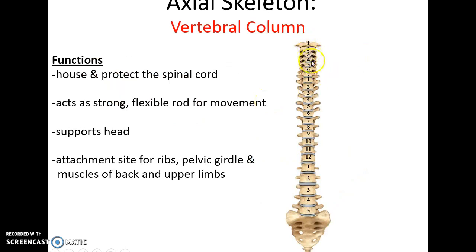The vertebral column is a long column of bones that house and protect the spinal cord. That is a flexible, strong rod for movement, helps to support the head, and provides attachments for the ribs, the pelvic girdle, the pectoral girdle, and the muscles of the back and upper limbs.